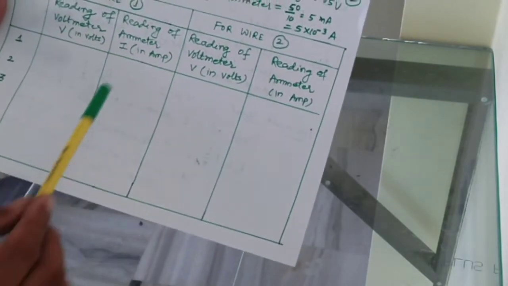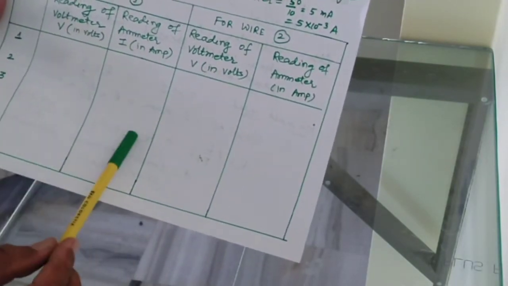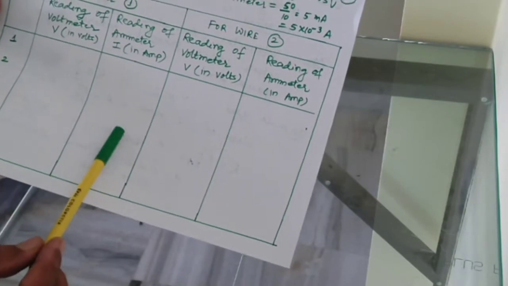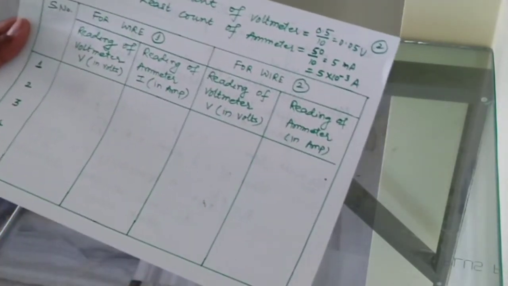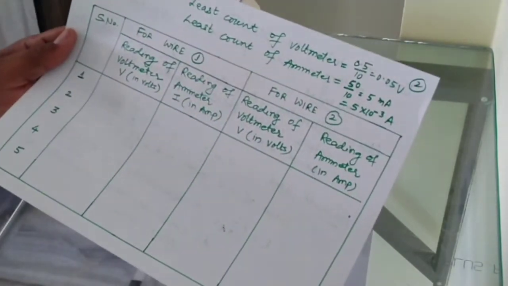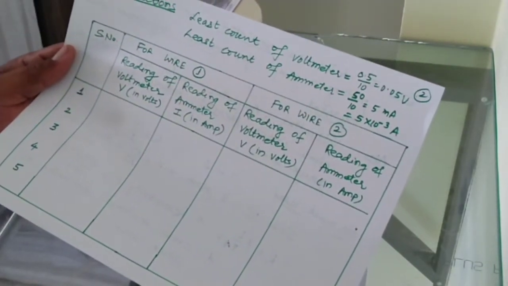So first I perform the experiment for the first wire. I take the readings here. I will show how to take the readings, how to fill in, and then similarly for the second one, and then we will move forward to how to calculate the resistivity. So I start with the arrangement of the circuit.